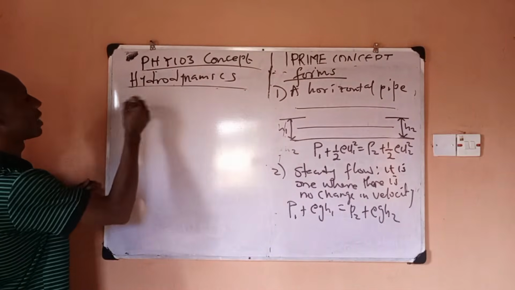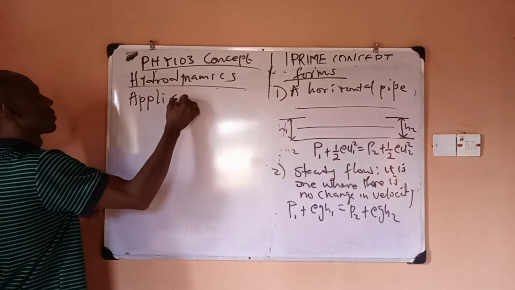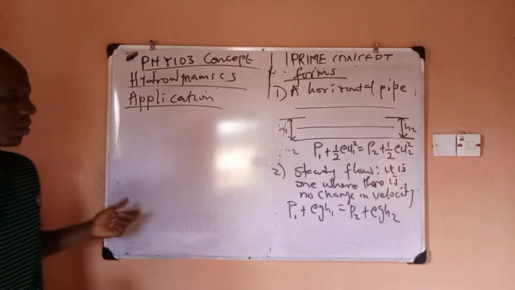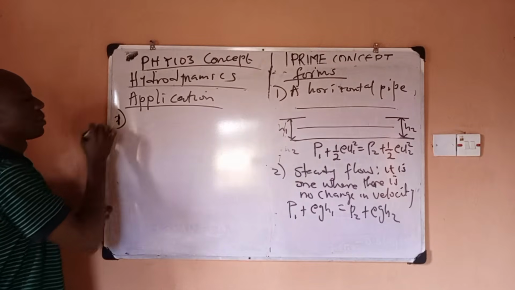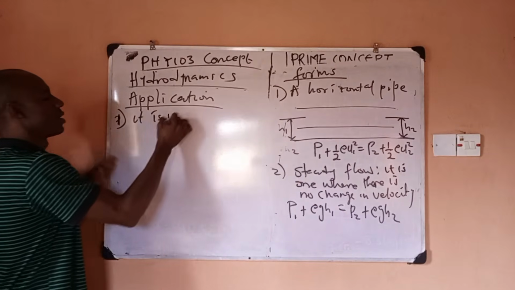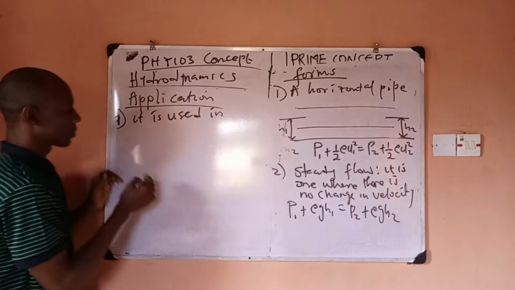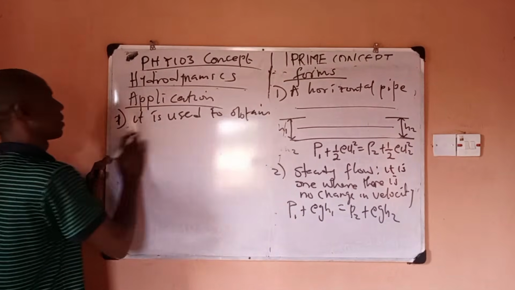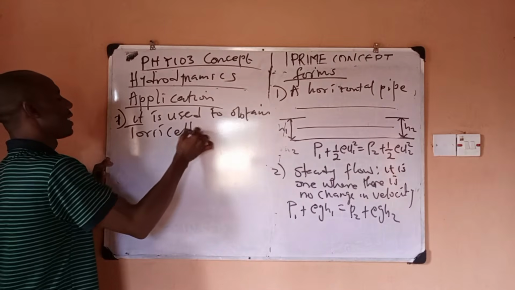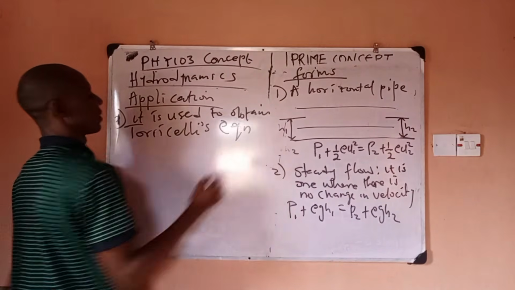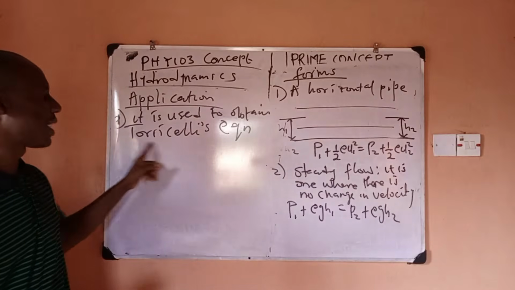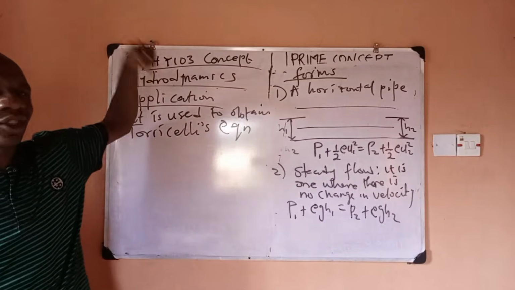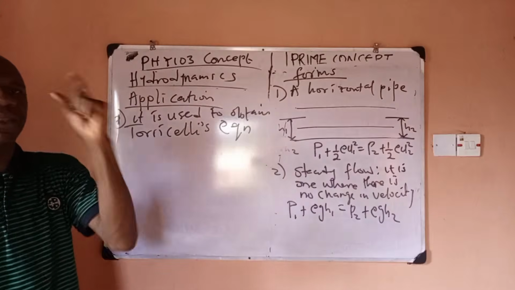Now, we have so many applications of Bernoulli, but I should mention two of them. Number one, it is used to obtain Torricelli's equation. Torricelli is another equation, or another theorem, but Torricelli's theorem or equation is actually gotten by applying Bernoulli's theorem.